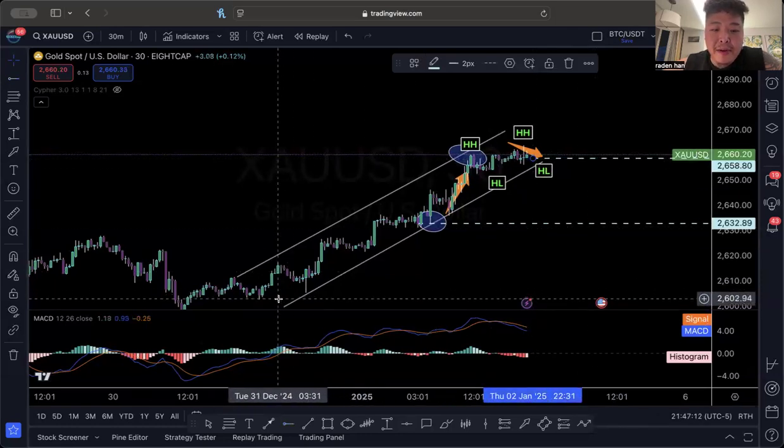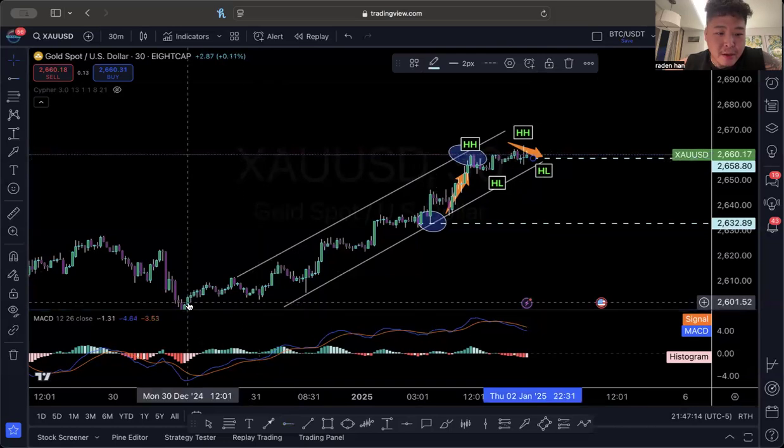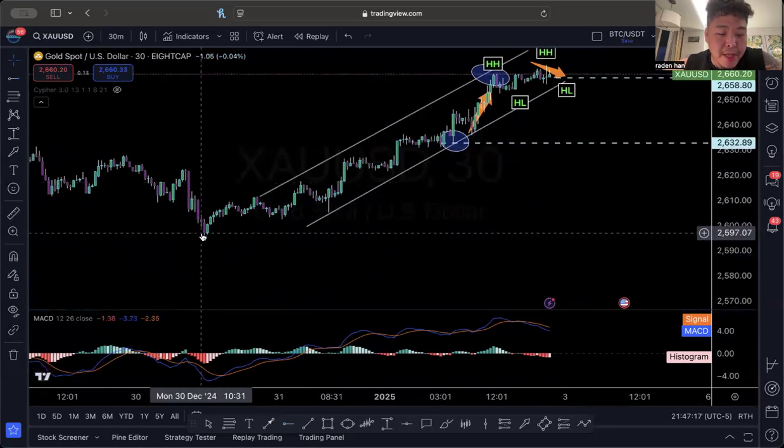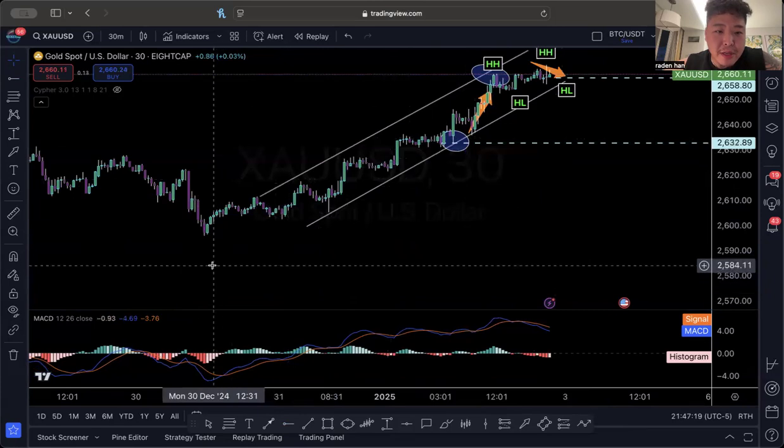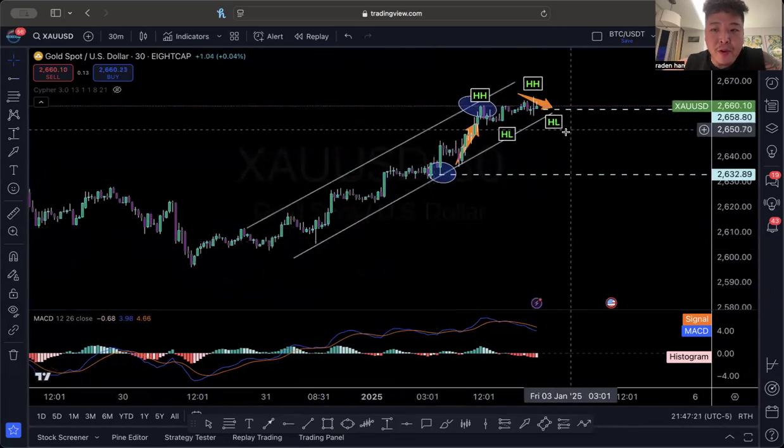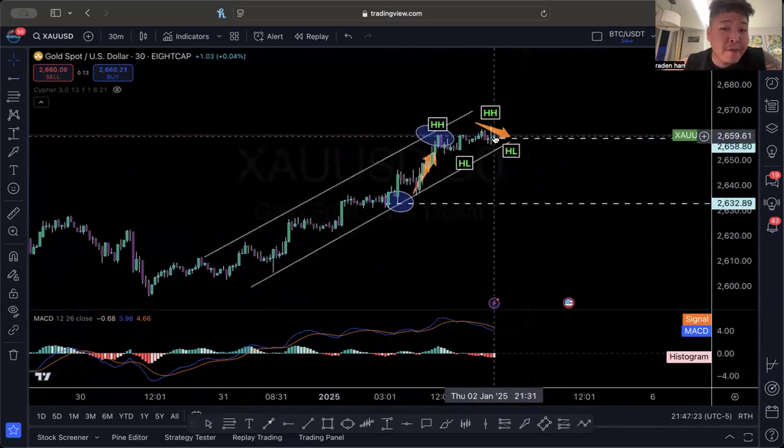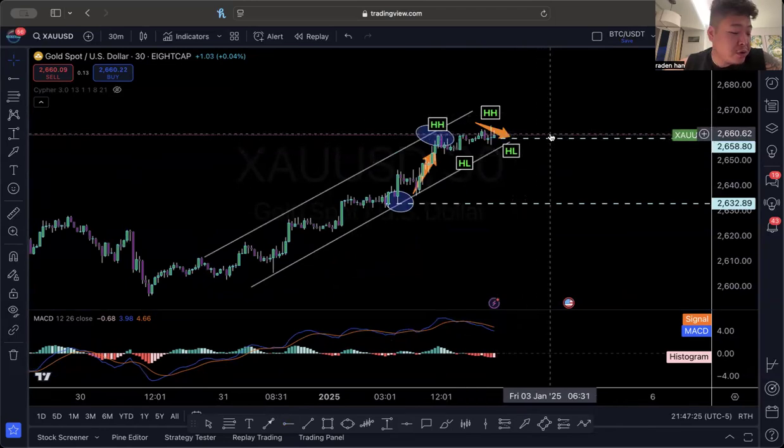unless, of course, the pattern changes. It's been doing this since, what is this, Monday, December 30th. It's been doing the same pattern over and over. And I assume that for the rest of the night, for the most part, it should do the same thing.